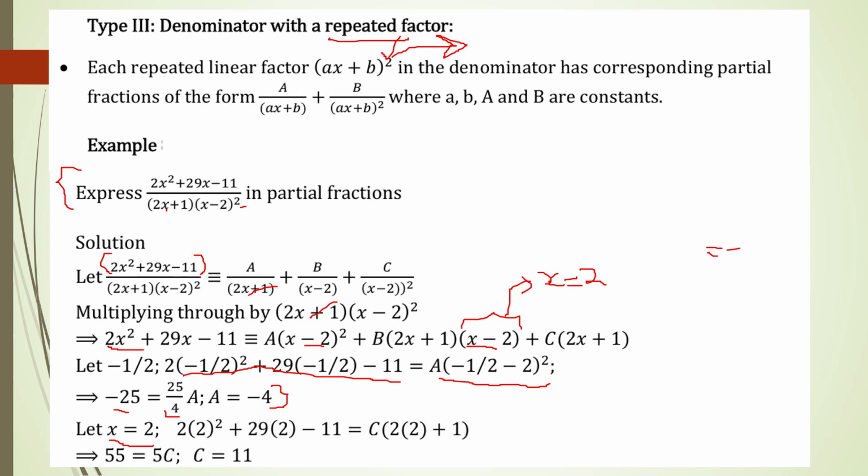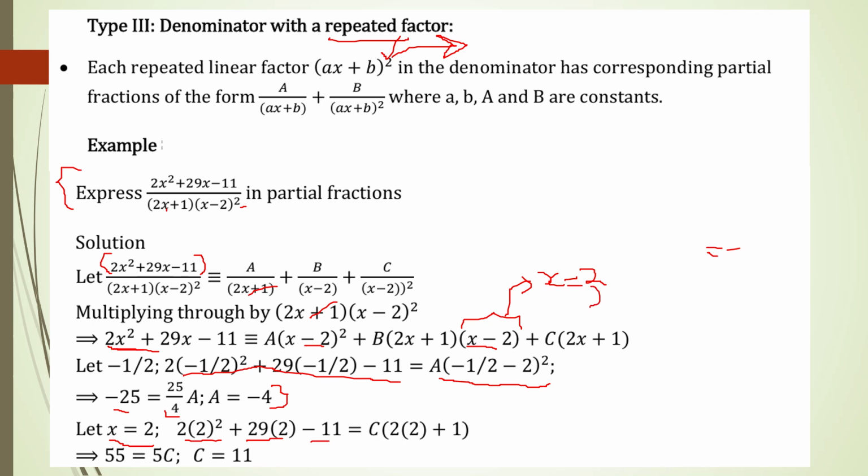And when it's equal to 2, you substitute on your left hand side, it is going to be 2 into 2 squared, then plus 29 times 2, then minus 11 to be equal to, remember that A and B are going to become 0 since they have that bracket, which we equated to 0. It's only C that is going to remain because it lacks that bracket.